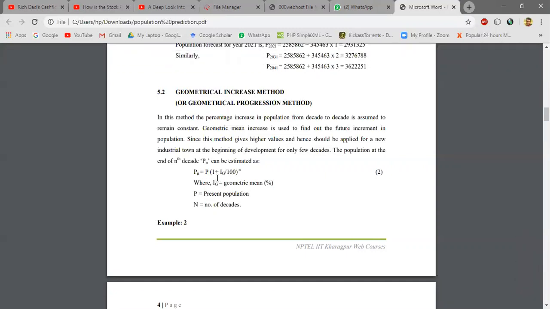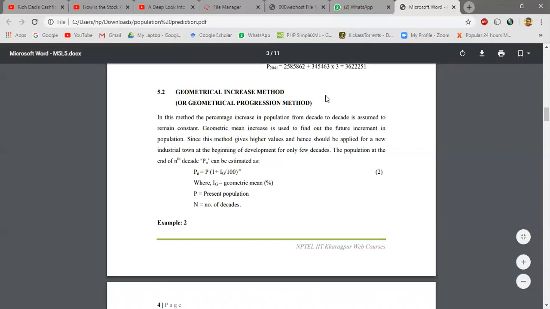Now you can do the calculation. I hope you have written what the meanings of the terms are as well. Here, this should be a simple n. That power n is the number of decades. So now calculate the population after 25 years for the selected community.